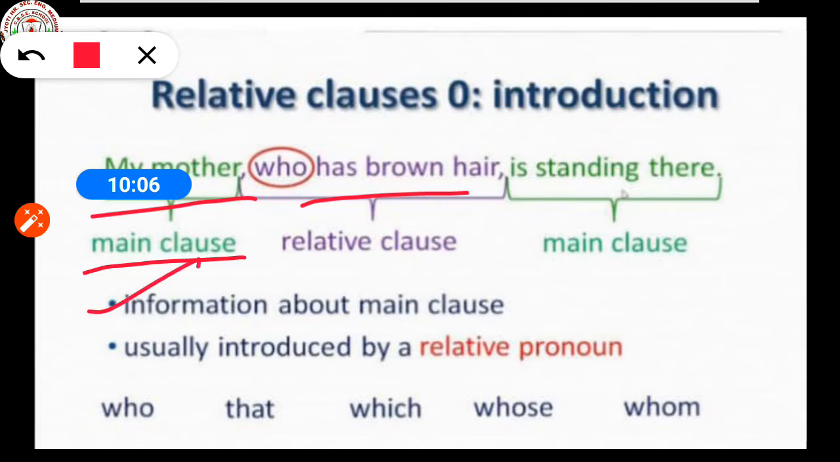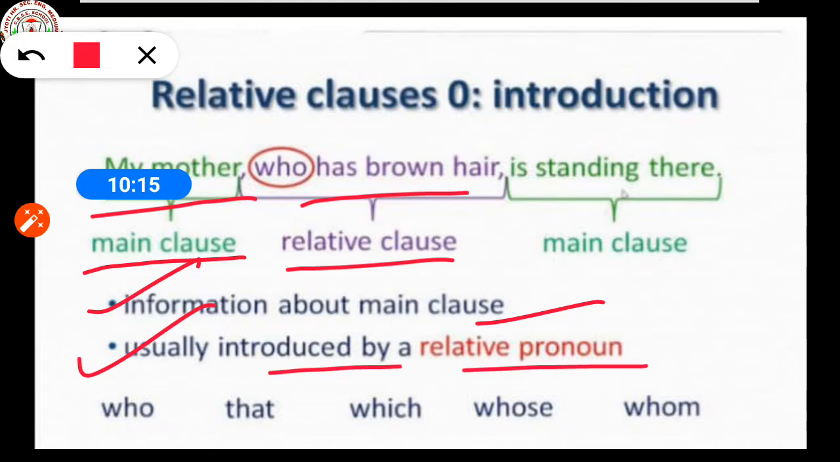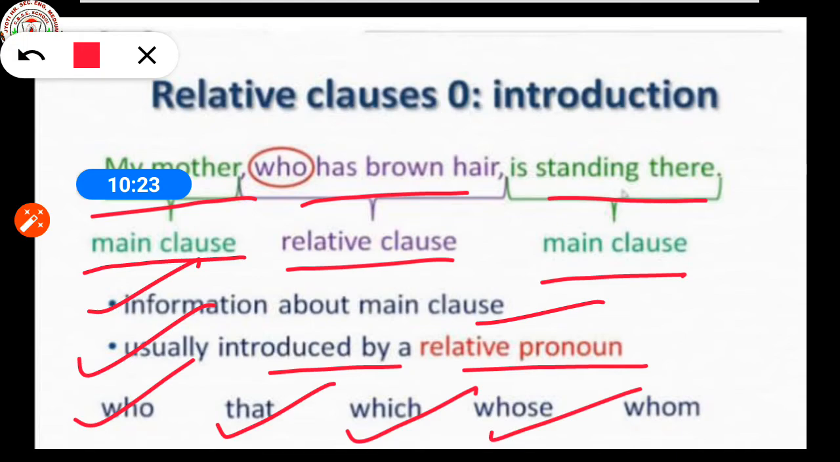It gives information about the main clause. "Who has brown hair" is a relative clause. It is usually introduced by a relative pronoun, and "standing there" is a main clause. So in relative clauses we just use who, that, which, whose, whom.